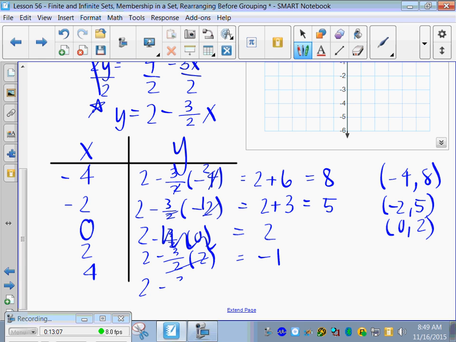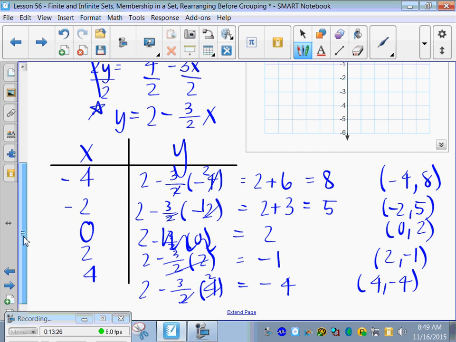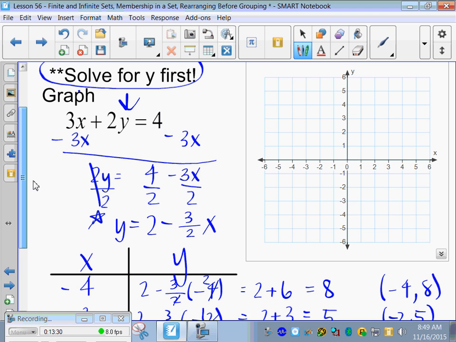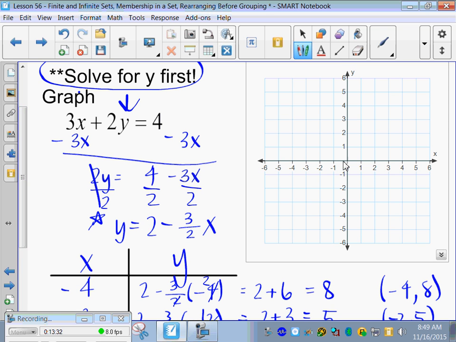2 minus 3 halves times 4. This is going to become a 2 from the canceling. 2 minus 6 equals -4. So my ordered pair here is going to be 4, -4. This ordered pair was 2, -1. So now using those ordered pairs, I'm going to come up to my graph and plot them. My very first ordered pair was -4, 8. So I need to go left -4, so going to -4 on my x-axis. And then I'm going to go up 8, which would be somewhere up higher.